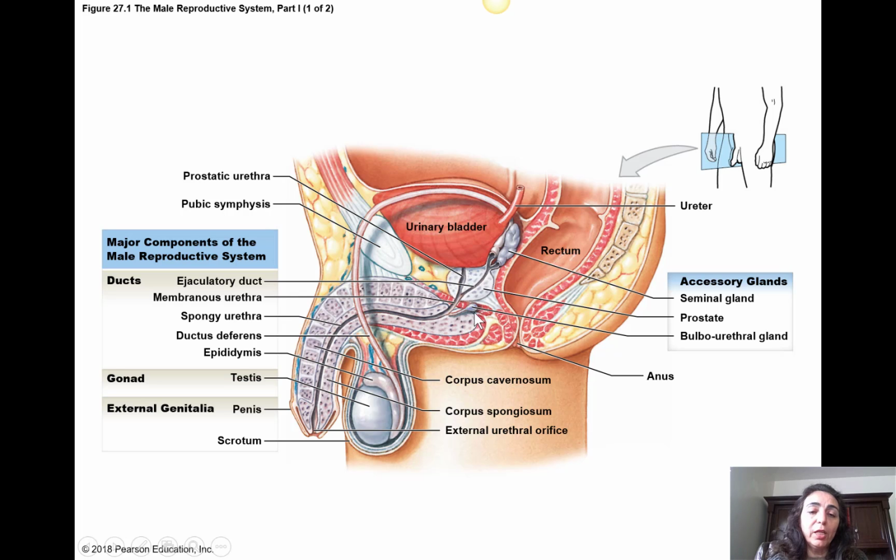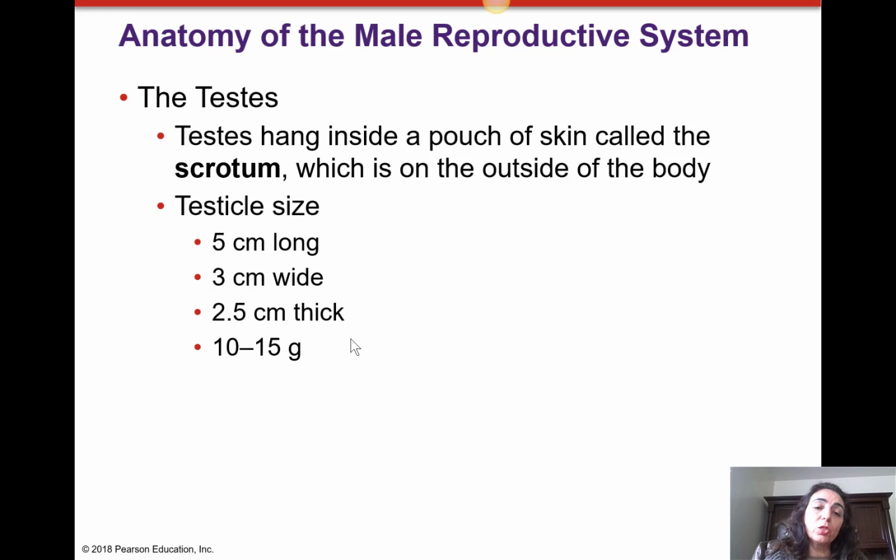You have another gland here, bulbourethral gland, that we're going to talk about. Another gland here is seminal vesicle or seminal gland. We're going to talk about these more. And also, as we discussed, you have the vas deferens or ductus deferens, you have the epididymis, and you have the testes, that these parts of them are located inside of the scrotum, right? Now let's talk about each one by one, starting from the scrotum.